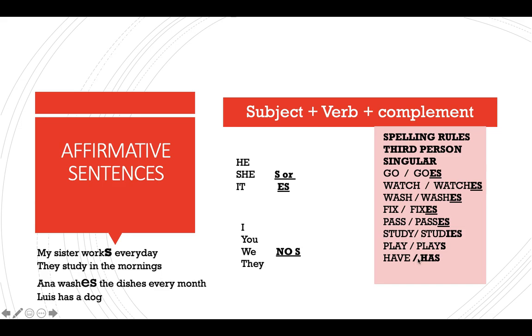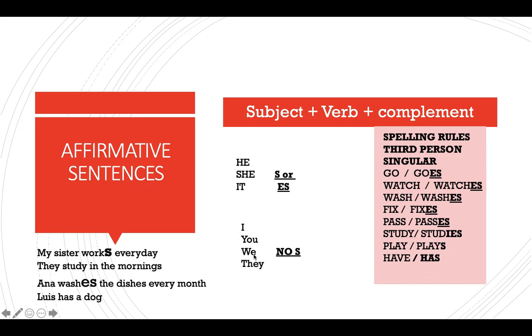Also, we have some other spellings. For example, here you have study. Here you have a consonant and here you have Y. So if you have a consonant and then you have a Y, you have to write IES. But if you have a vowel and a Y, you don't have to change the Y. You only write the S. Also, we have irregular third person singular conjugations. So here we have have, and with the third person singular, you say has.